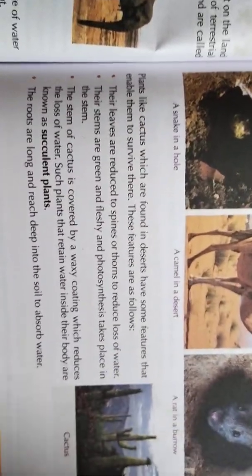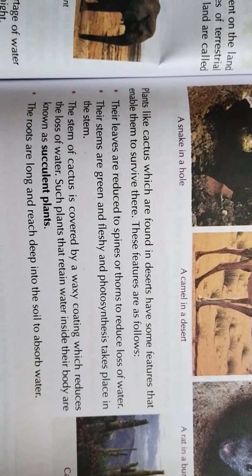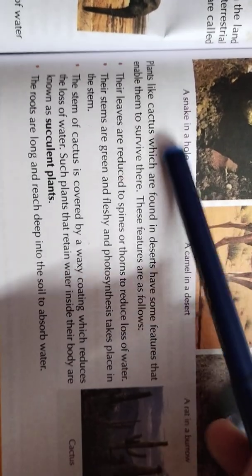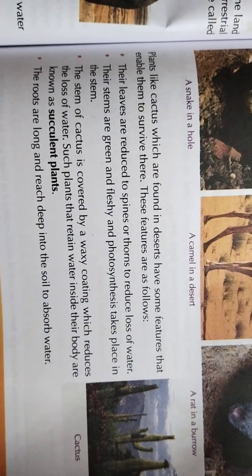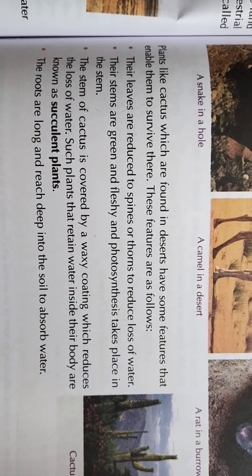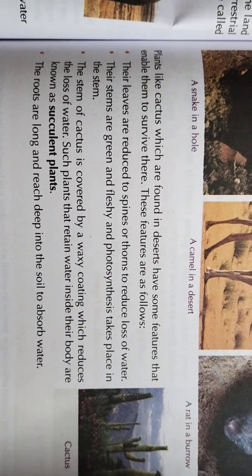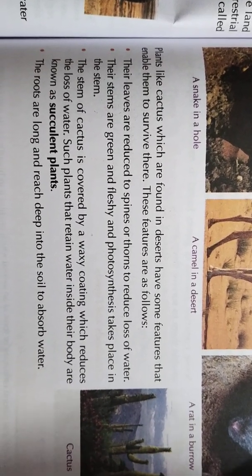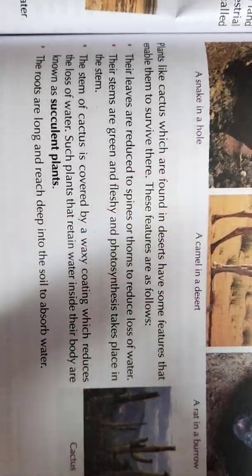It was about the animals. Now we will learn about plants. What are the adaptive features of plants that live in desert? Plants like cactus, which are found in desert, have some features that enable them to survive there. These features are as follows. Look, conservation of water is a main feature that we can find in both the animals and plants. Let's see what are the adaptive features of cactus.